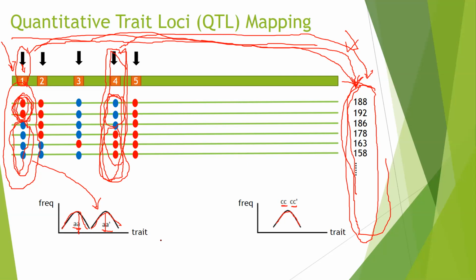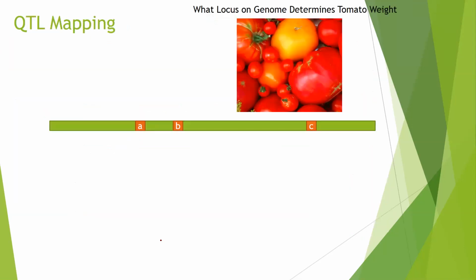So this is how we do quantitative trait loci mapping in a population. Okay, another example: we can study tomato weight as well. Tomato weight is also a complex trait, and it could be controlled by more than one gene. And we do the same thing.